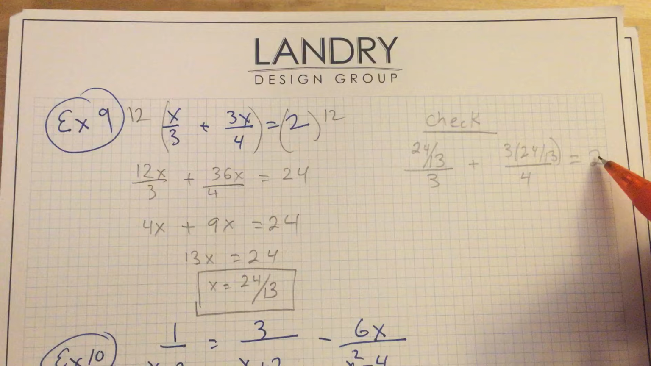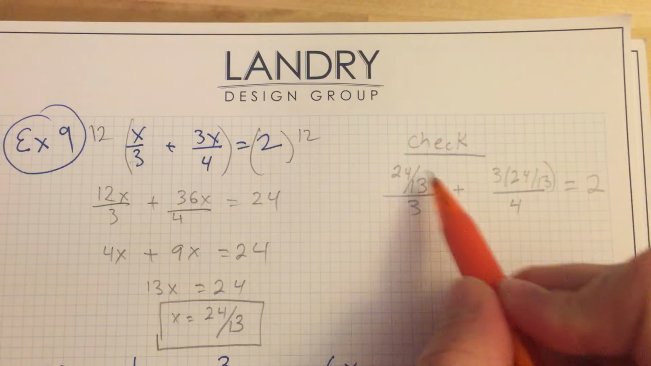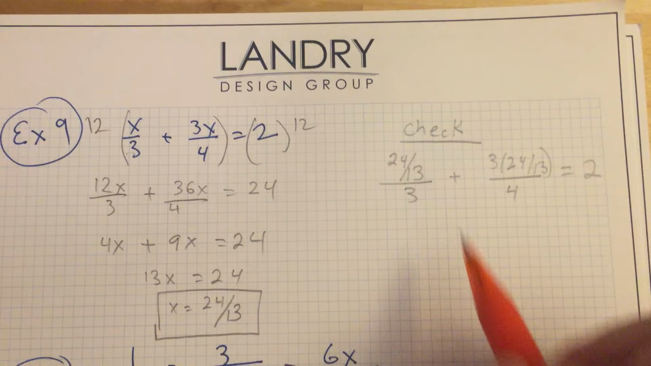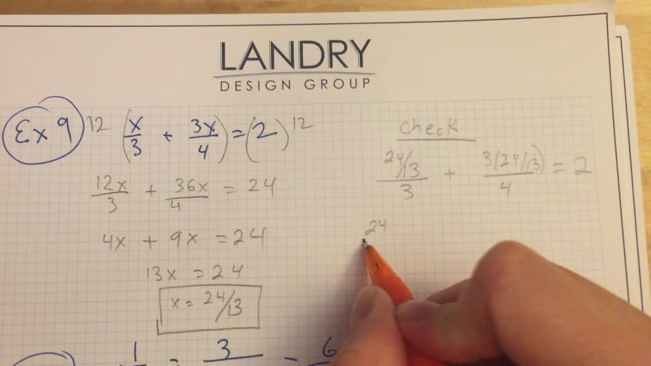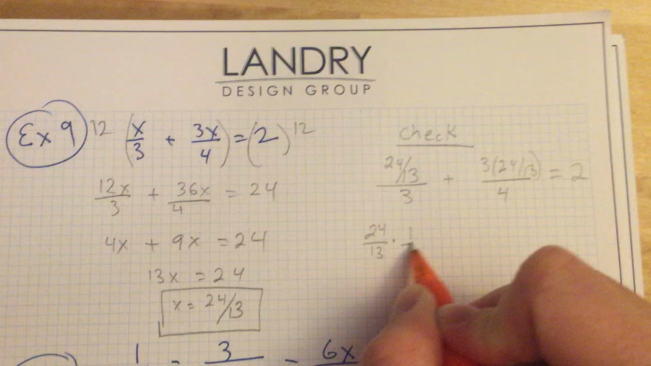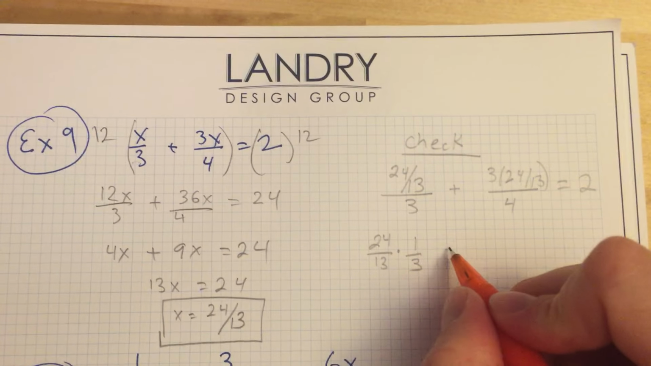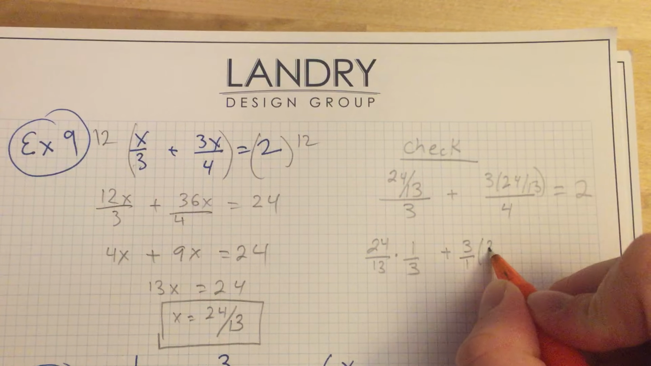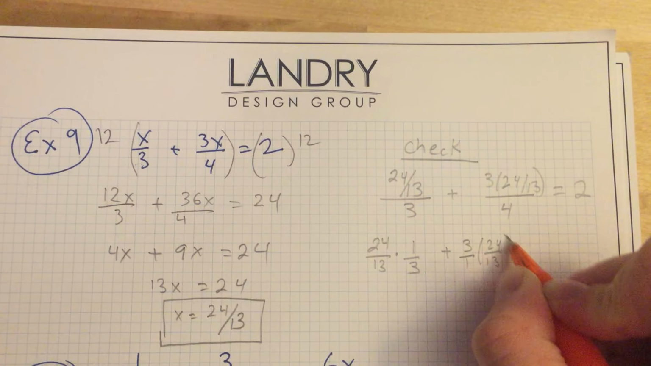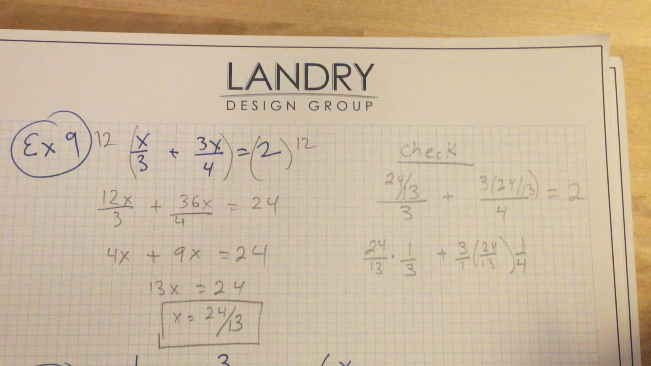Now the great thing is I don't have to touch that side. I'm going to rewrite these problems because I don't like fraction over numbers. So it'll become 24 over 13 and then times 1/3. And then this will become 3, you can think of it as 3 over 1 times 24 over 13. And then multiply that by a 4th.